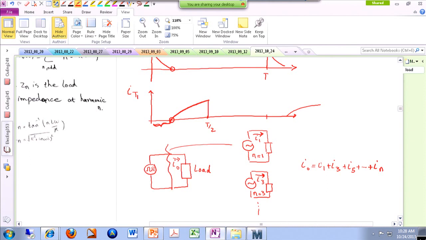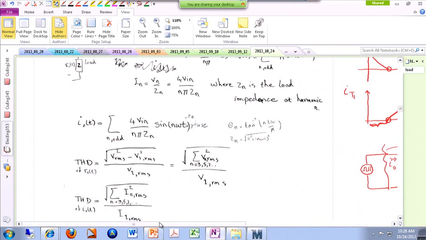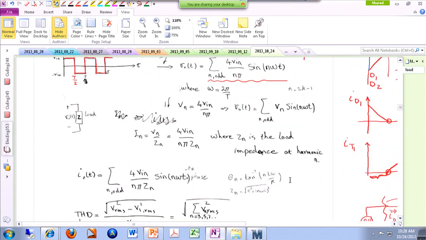Okay? So you break down your system into the components, the Fourier series components, look at each individual response, then use superposition, then add all of these responses together to find your overall response. And that is what we are doing.